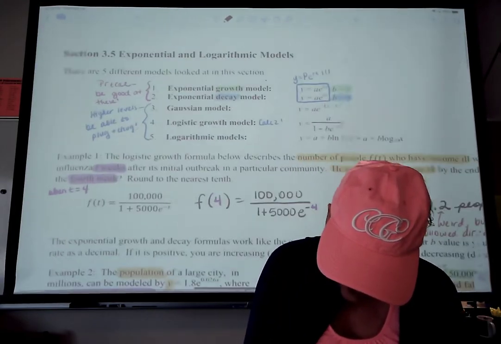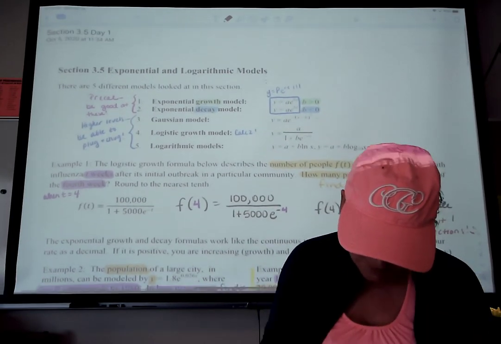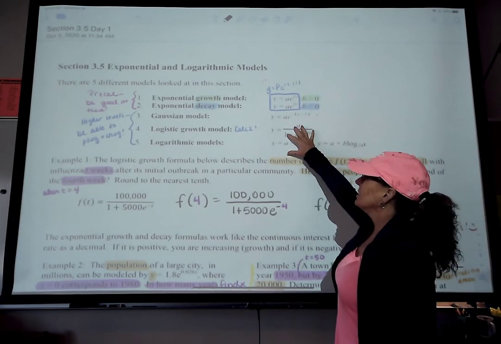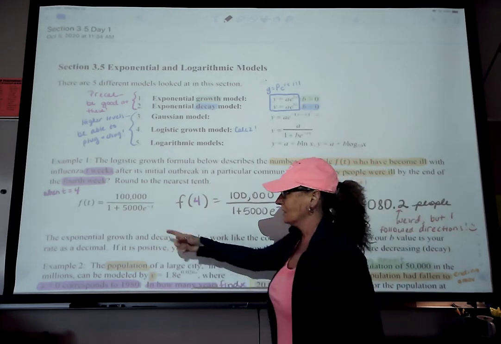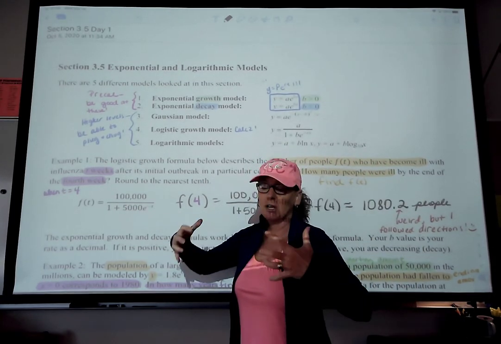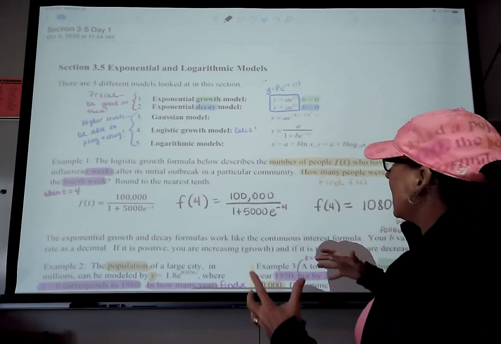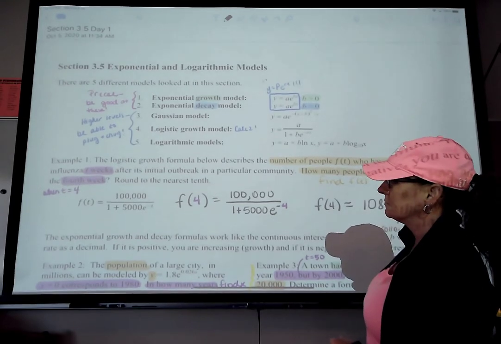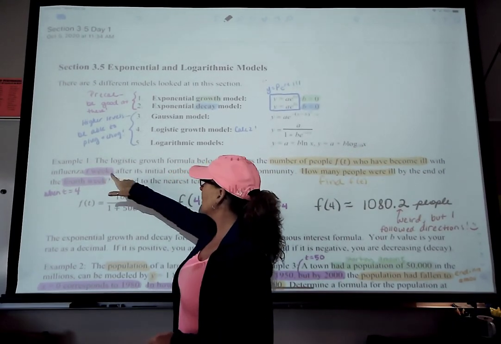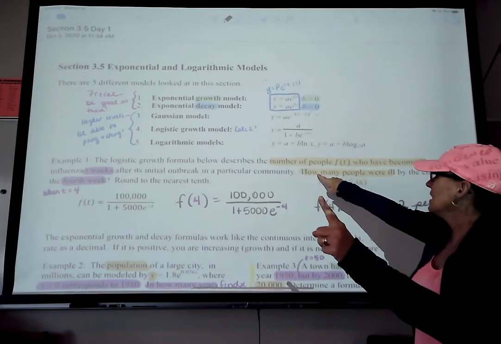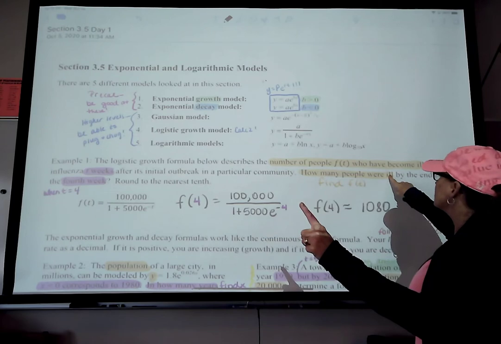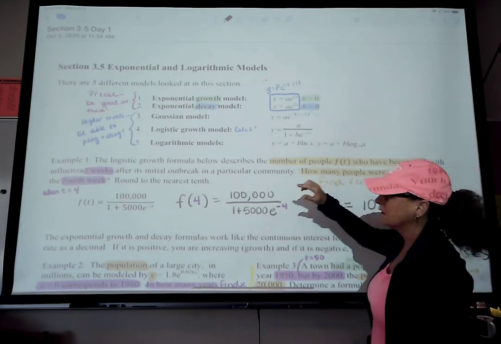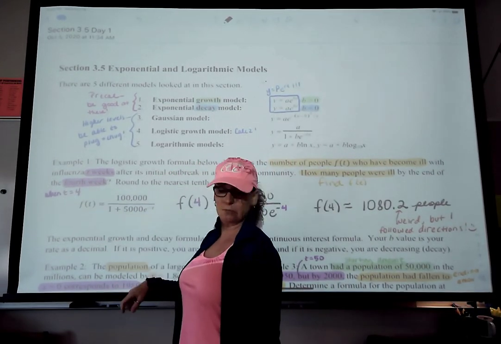Let's get started. For the first problem, we're starting with the logistic growth model, which is one of those ones that I said you don't have to be able to build the equation. See, they've already got it there for you. You just have to know how to plug numbers in. So I've highlighted some stuff for you. F stands for number of people who have become ill. T is time in weeks. Question, how many people were ill? Oh hey, we just talked about that. That's f of t. So this is telling me to find f of t when t is 4.